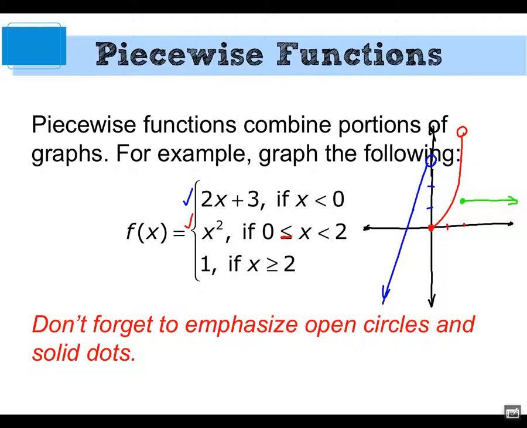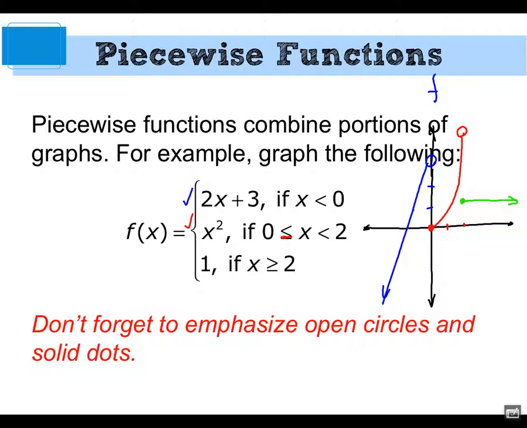If you have 2 points that are vertically aligned, one of them has to be solid and one of them has to be open, or they both have to be open. You can't have them both closed. You good? Okay.